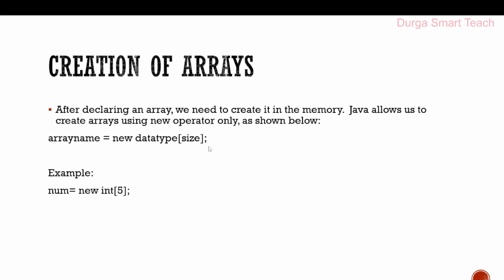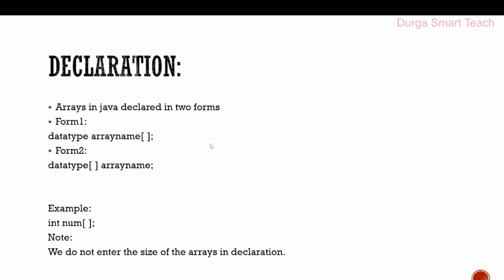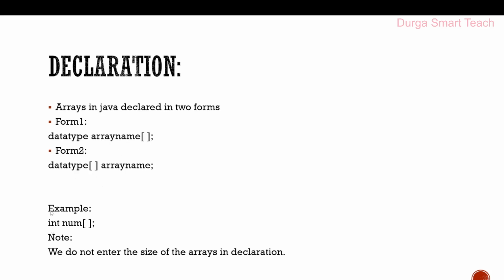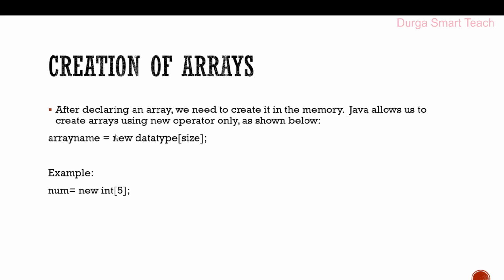The next one is creation of arrays. In declaration, we need to specify the data type. In creation, we need to allocate the memory for values. After declaring an array, we need to create it in memory. Java allows us to create arrays using the new operator only. So if you want to allocate the memory, you compulsorily need to use the new keyword. We already declared the array as data type, array name, square brackets, and after that array name equals new data type of size. Here new is a keyword.